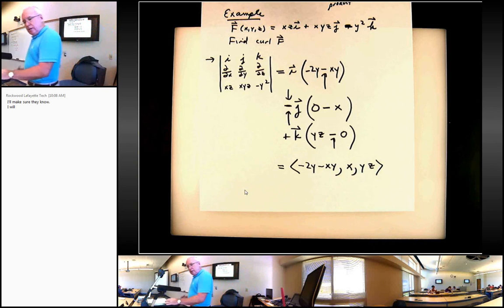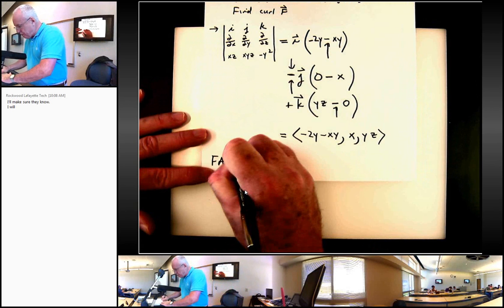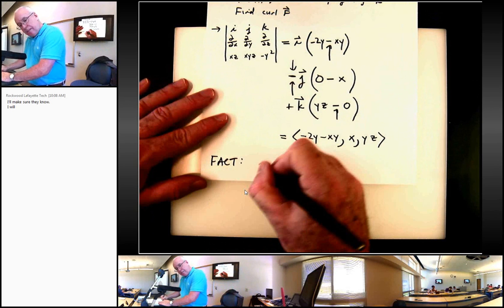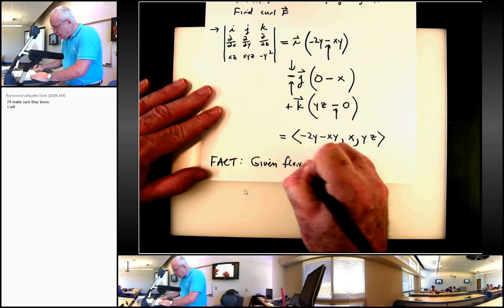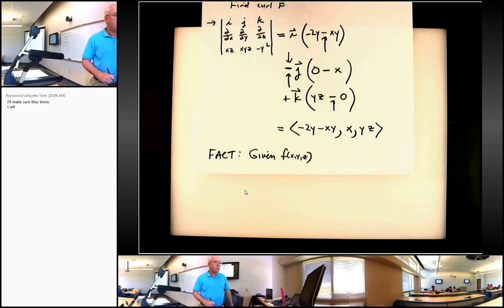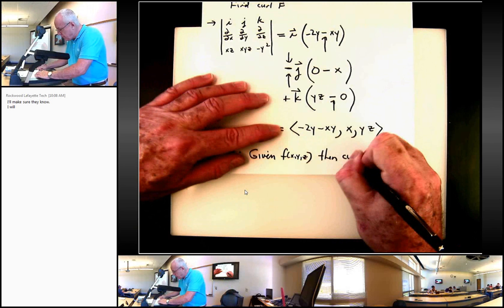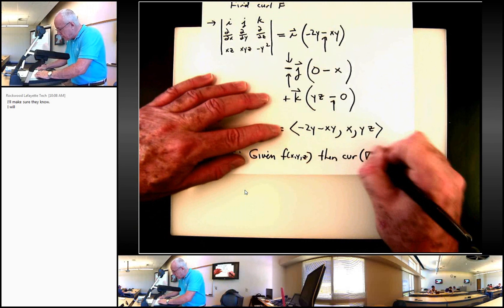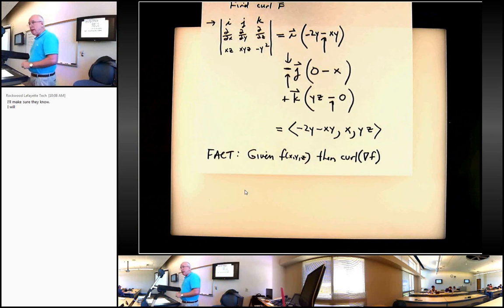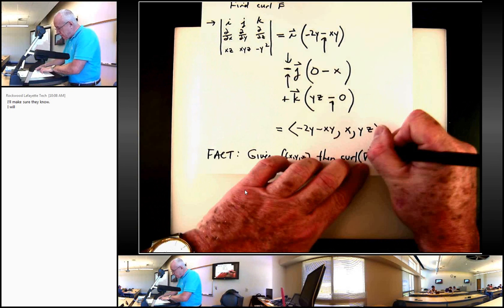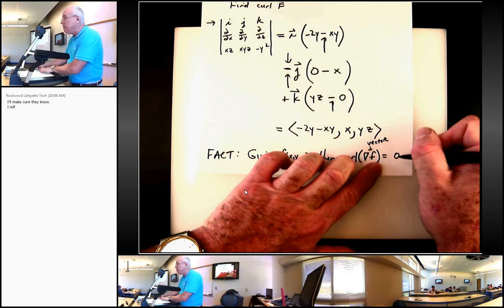Now, there's an interesting fact about the curl, and that's this. The book has a nice little proof on this, but you can look at that if you like. If we're given a function of x, y, and z, then the curl applied to the gradient of f, remember this is a vector, is equal to 0, but not the number 0.